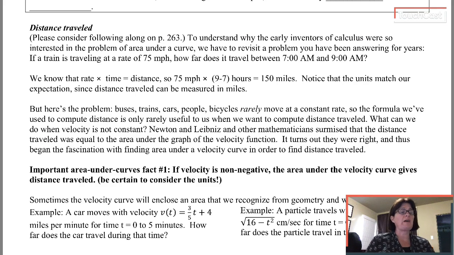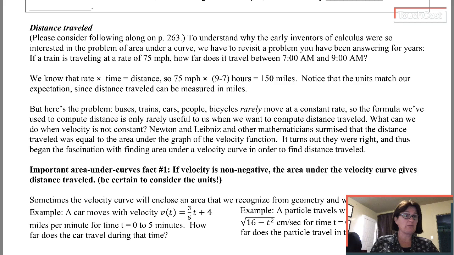So we're going to spend chapter 5 finding areas under curves. 5.1 is about how to estimate that area if we won't be able to get an exact answer. The rest of chapter 5 is about how to get an exact answer. But before we talk about how to get either an estimate or an exact answer, let's talk about why anybody would care to find the area under a curve.